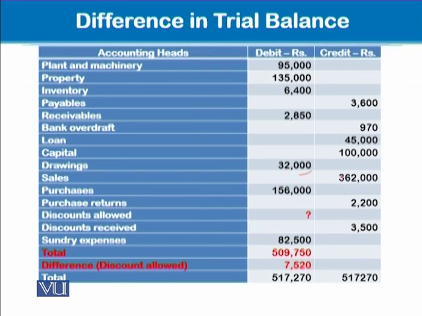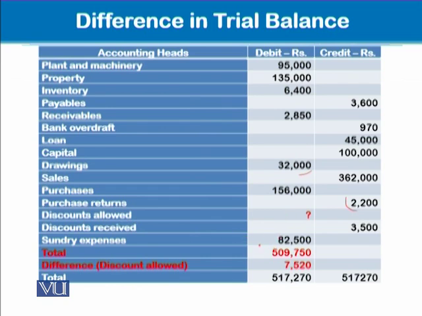Sales are our income and these always appear in the credit side. Purchases in the debit side. Purchases return, again this is contra, and this contra is always against the purchases. Purchases are in the debit and purchase returns are in the credit side. Discount allowed, we are leaving this. Discount received is our income in the credit side, and sundry expenses are expenses in the debit side.